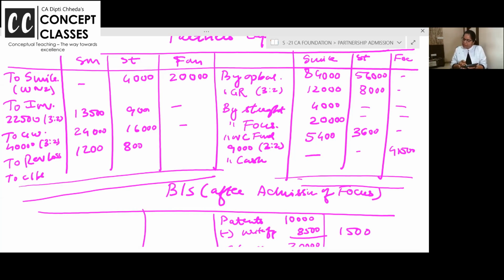$84,000 plus 12,000. Total is 125,400. 125,400 minus 13,500 minus 24,000 minus 1,200. 86,700 is the closing balance.